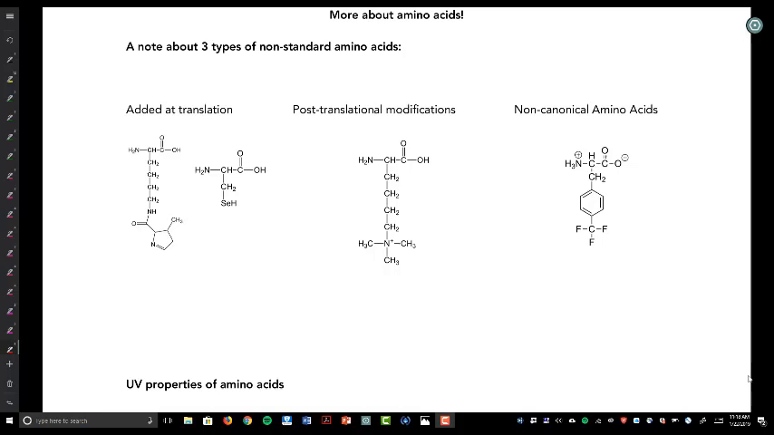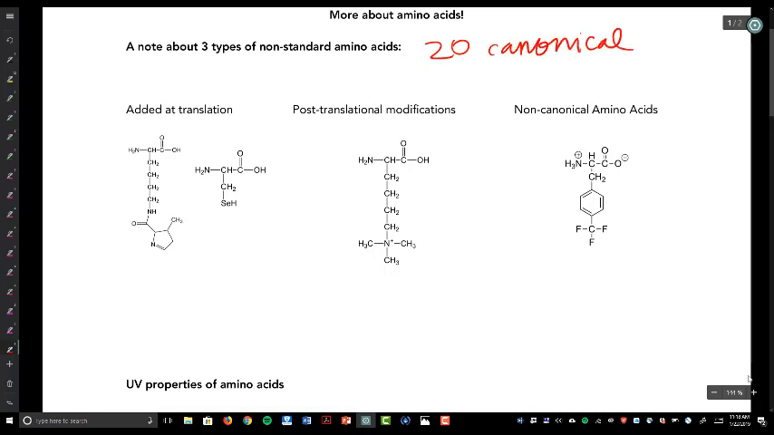So this is a really quick follow-up on some cool properties of amino acids. We talked briefly about how amino acids are incorporated into proteins at the ribosome, and that we have 20 canonical amino acids. These are the amino acids that, if you were to take all the proteins in our body, chop them up, and categorize the amino acids, these are the 20 that we would see most frequently.